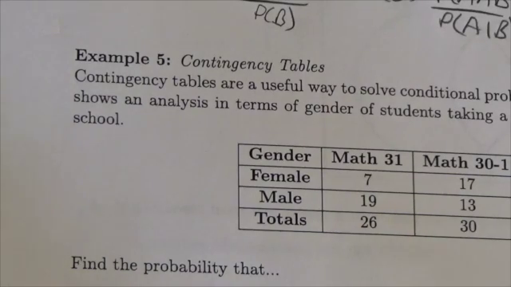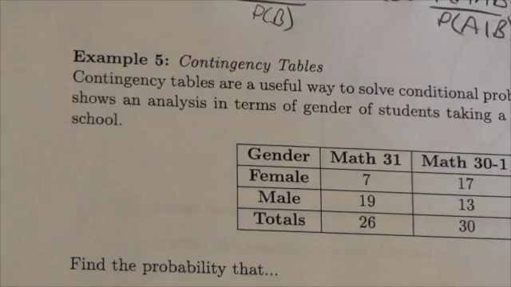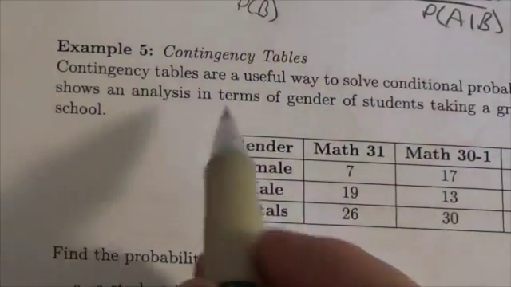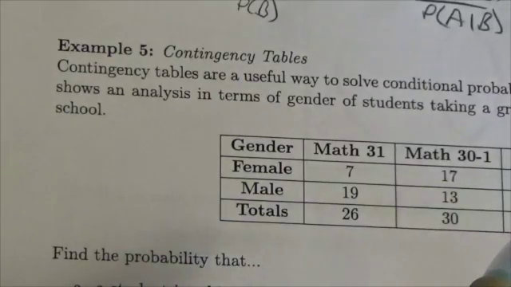Hi everyone, this is the IB Probability and Set Theory package. This is the section on dependence, independence, or conditional probability. This is example 5. Contingency tables are a useful way to solve conditional probability problems.